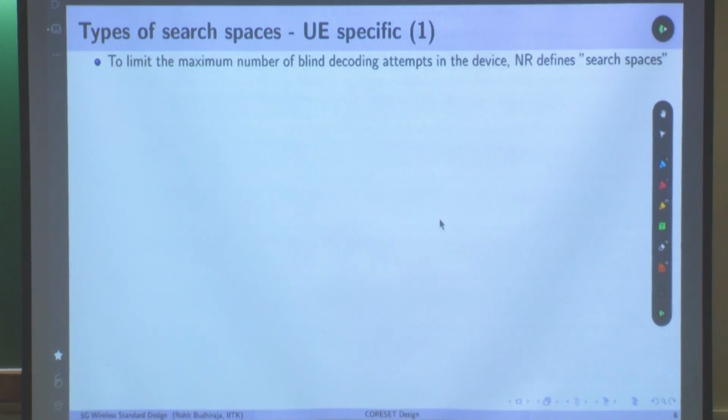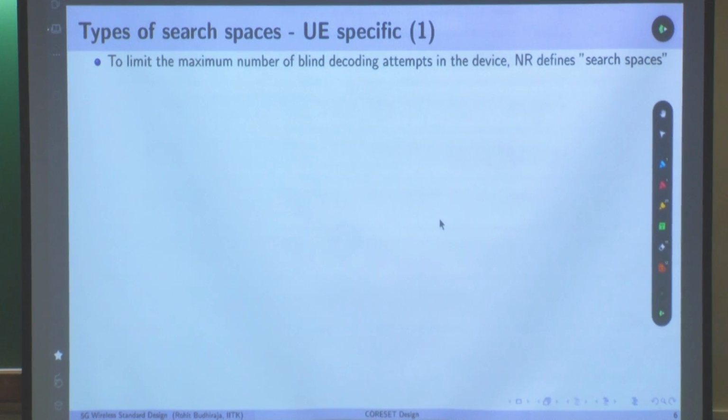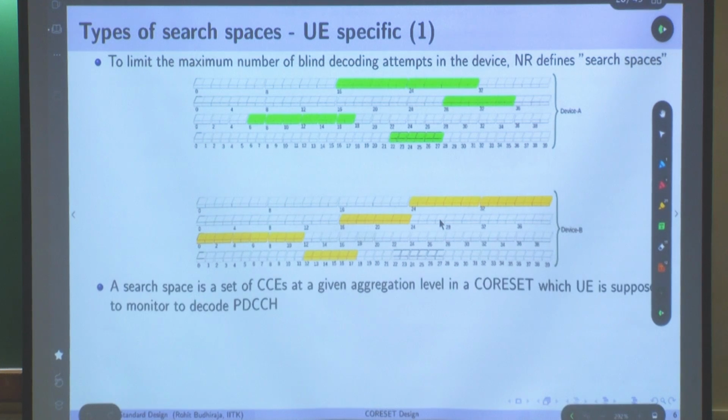Okay. But we'll go further and discuss what kind of search spaces the standard defines. And you see the name, it is coming as UE specific, and it essentially tells us that this search space is specific to a user. Okay, right? So I've taken two examples. This search space is defined for device A, this search space is defined for device B. Okay, and we'll discuss this.